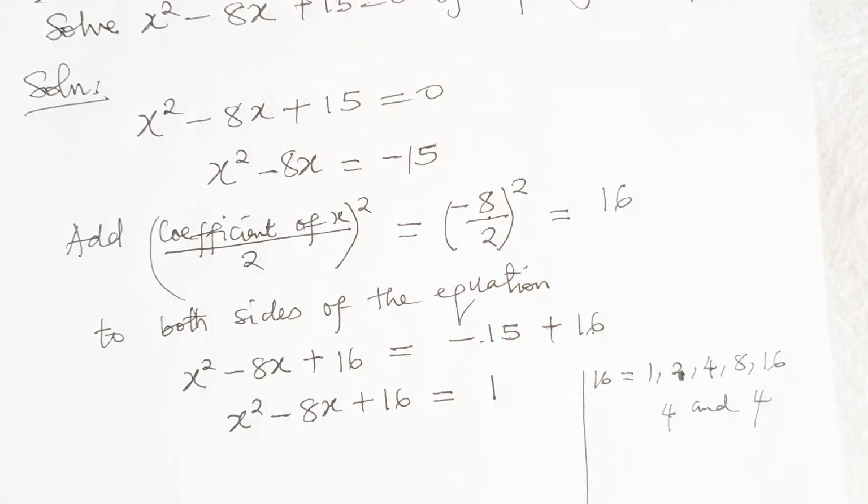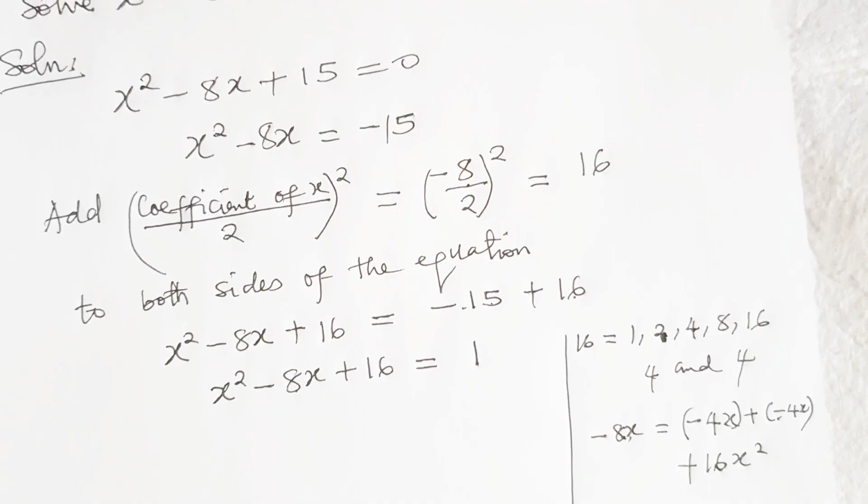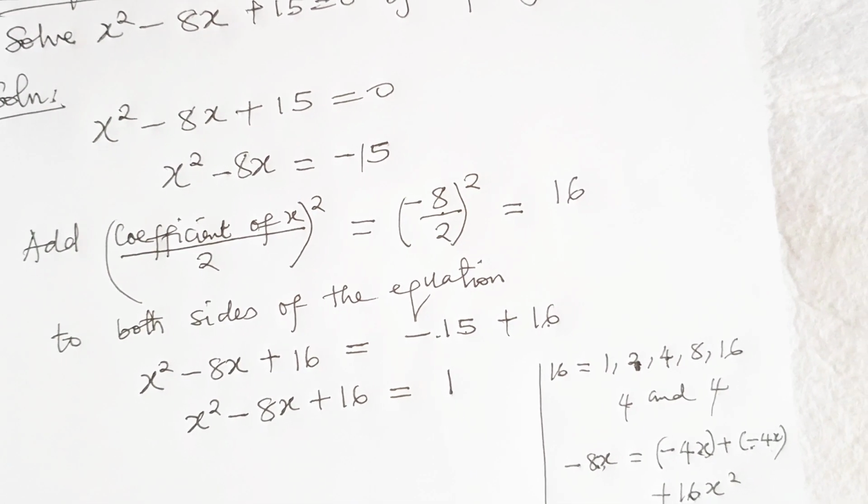Now we'll look at the signs. The signs are very important. Here I have minus 8x. Minus 8x can be written as minus 4x plus minus 4x. So if I add these two, I'll get minus 8x. If I multiply, I'll get a plus 16x squared. So I'm going to use minus 4x and minus 4x as the factors.